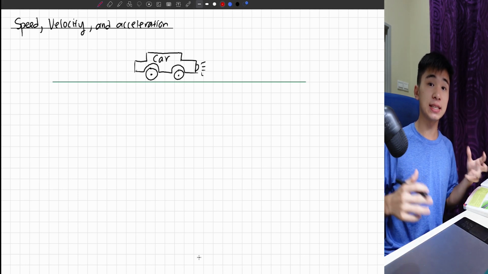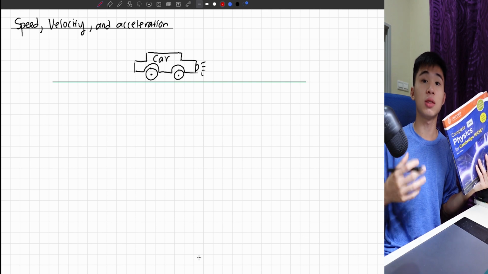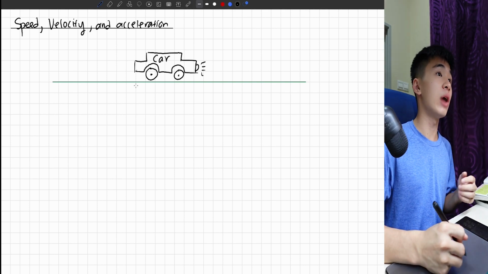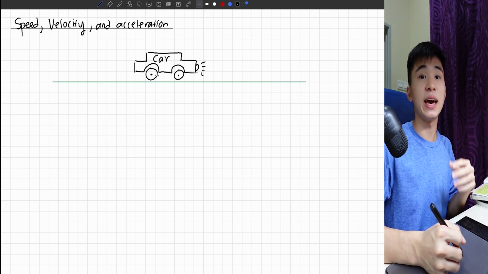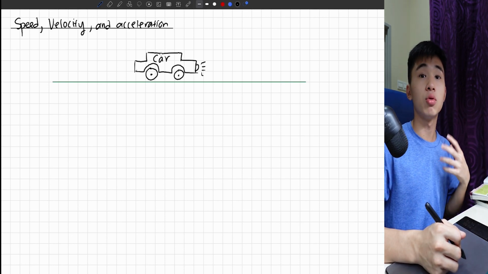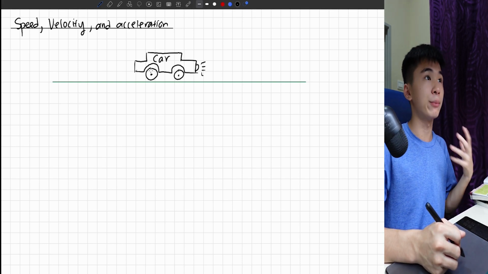Before we get started, I just want to let you guys know that I'm using this physics course book to teach this chapter. In this video, I'm going to use this card to represent the speed, velocity and acceleration so that you can have a better idea of what I'm trying to explain, okay?